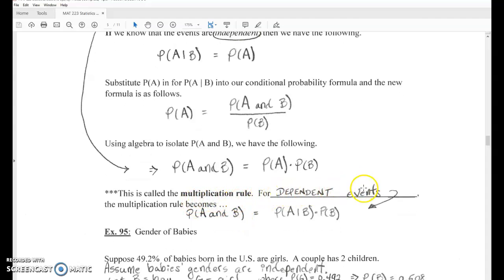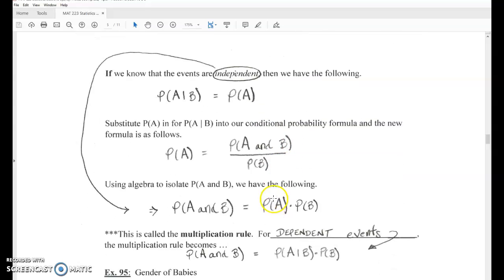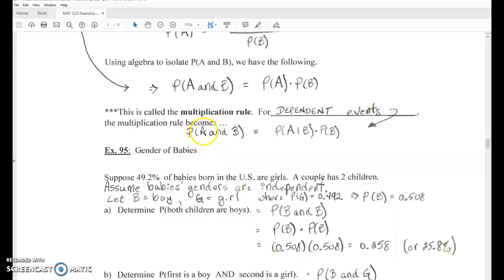Now for dependent events, where the probability of A given B cannot be replaced with the probability of A like I did up here, the probability of A and B is equal to the probability of A given that we know B occurred times the probability of B. That's just rearranging this formula by bringing the probability of B over to the left-hand side, multiplying both sides by the probability of B. Most of the time we're going to be talking about independent events when we use this multiplication rule, especially in this class, since this is not a course on probability and probability rules.